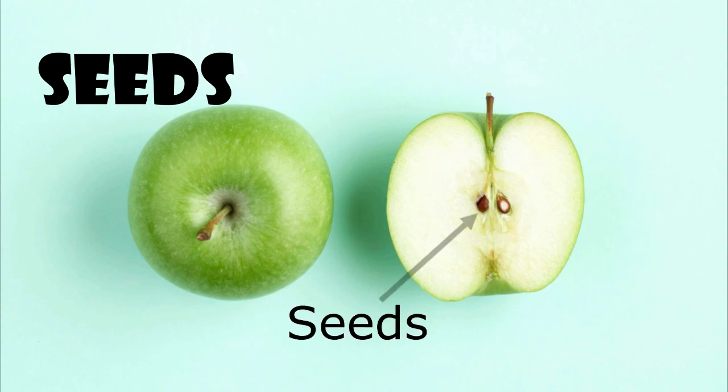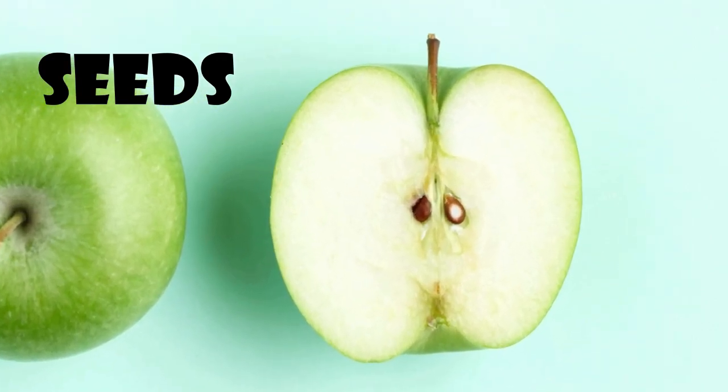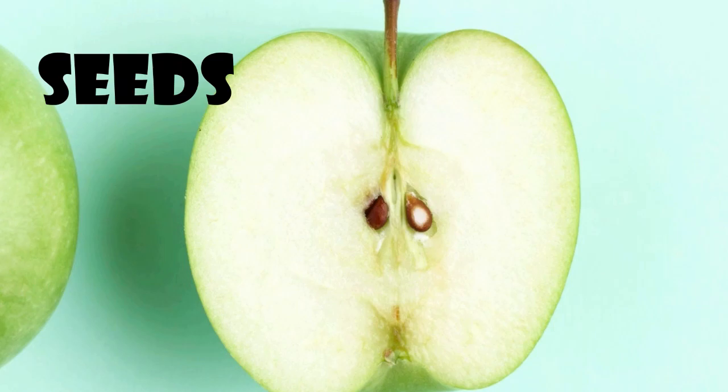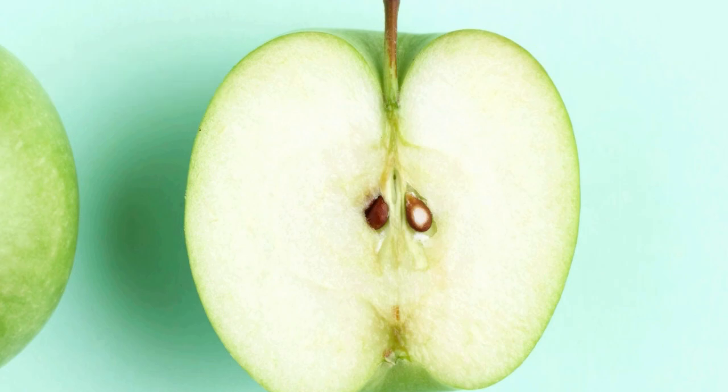Seeds. These are seeds. Seeds are like baby plants waiting to be born. They have everything they need to grow into a new plant, like a tiny food supply and a little embryo that will sprout roots and leaves when it gets enough water and sunlight.